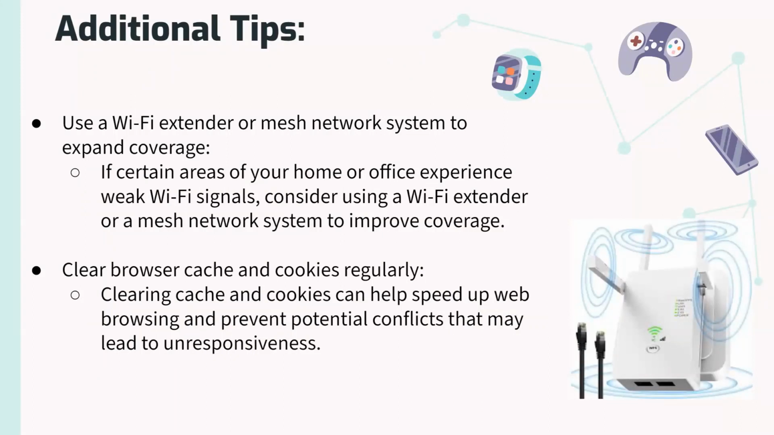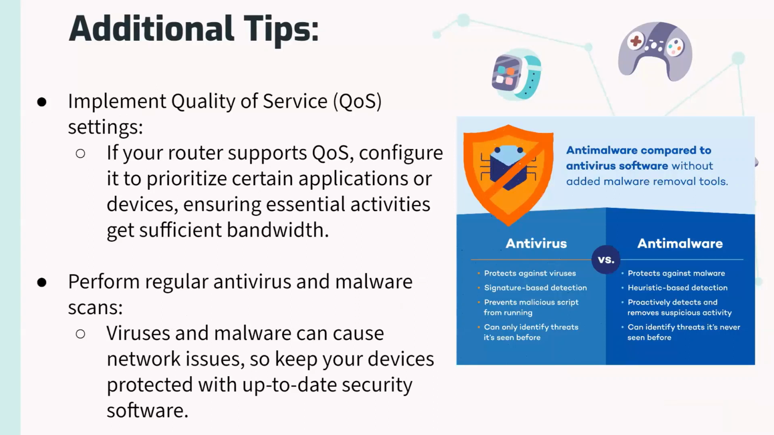You should also clear browser cache and cookies regularly. Clearing cache and cookies can help speed up web browsing and prevent potential conflicts that may lead to unresponsiveness. You can also implement quality of service, or QoS, settings. If your router supports QoS, configure it to prioritize certain applications or devices, ensuring essential activities get sufficient bandwidth.